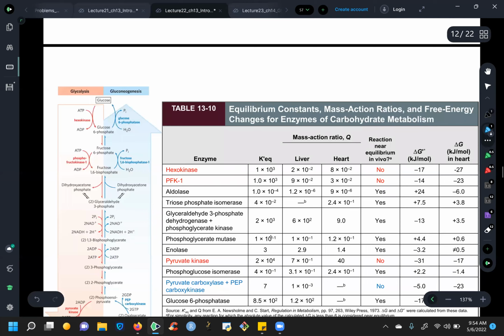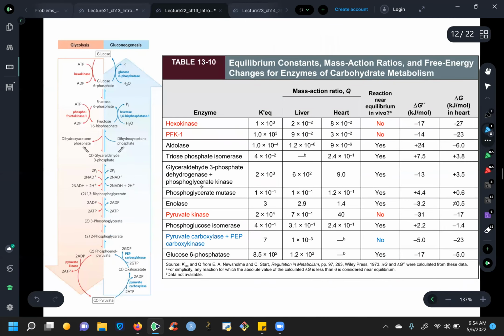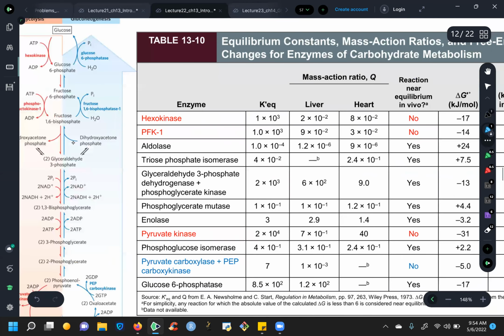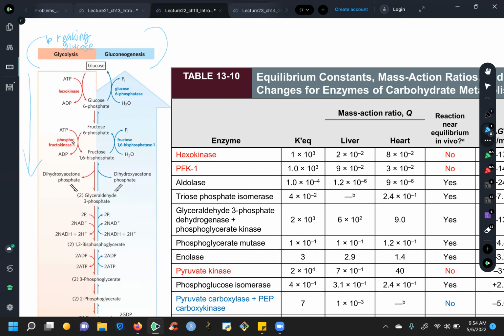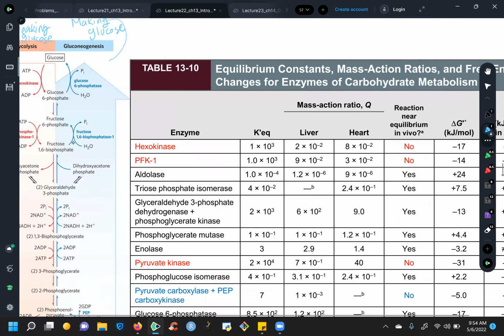Okay, so then here we have glycolysis and gluconeogenesis. Glycolysis moves downwards. This is breaking down glucose into 2 pyruvate molecules, and gluconeogenesis is making glucose. So they're talking about equilibrium constants, mass action ratios.